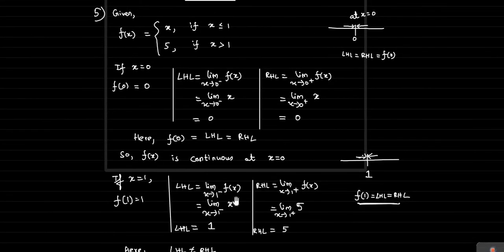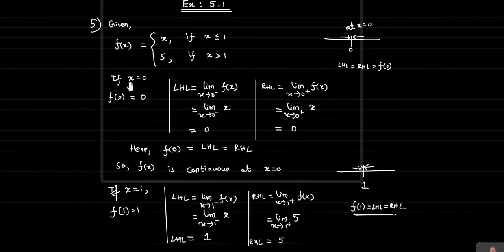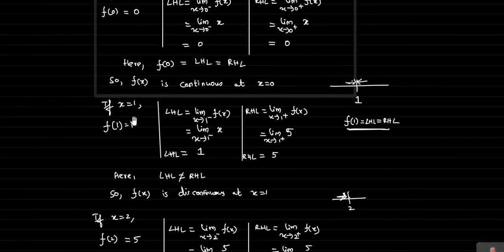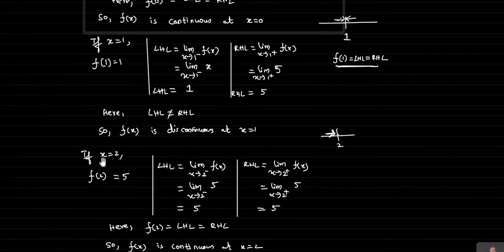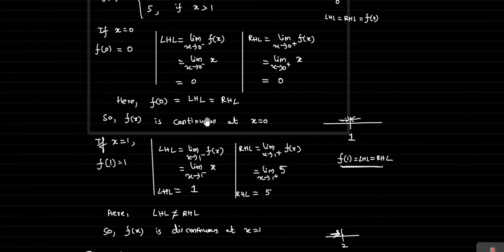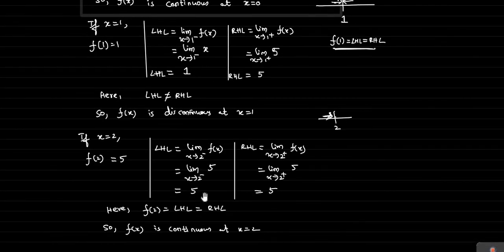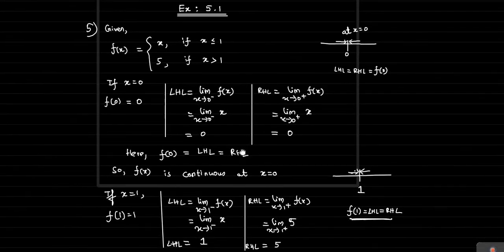They didn't ask us to check continuity throughout the real line. The function is given, and we need to test for 3 different points: one is x equal to 0, another is x equal to 1, and another is x equal to 2. Out of these, only at x equal to 1 is the function discontinuous, and at x equal to 0 and x equal to 2 the function is continuous. Okay, so that's all for this sum.